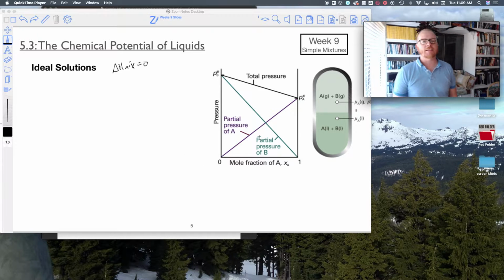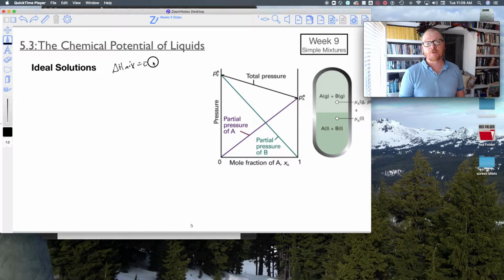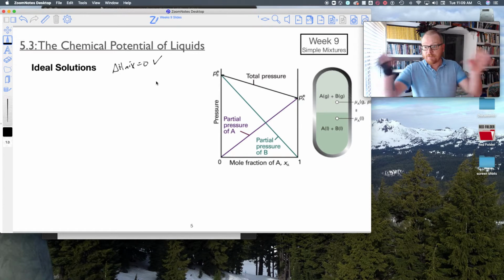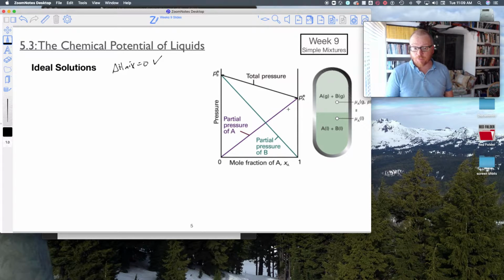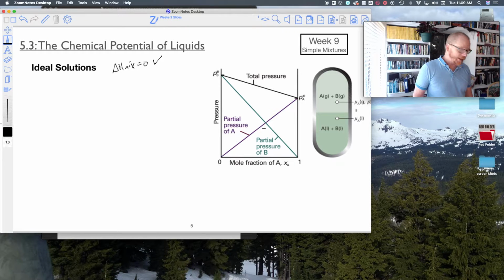Picking up where we left off in chapter 5 on simple mixtures. Where I left off last time was discussing the idea of an ideal solution. One of the criteria for an ideal solution is that the enthalpy of mixing is 0. So when we mix two things together, no heat is evolved or absorbed. That's one telltale sign of an ideal solution. There are a couple more, mostly related to the vapor pressure, and you can see that's what I've got going on this graph. So let's talk about this for a bit.